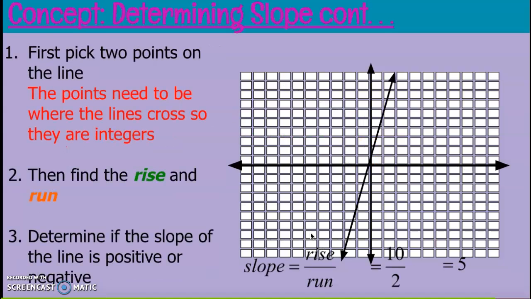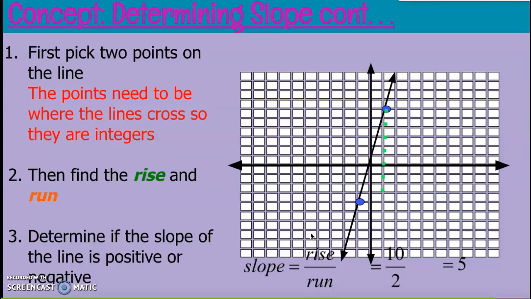Let's look at a different one. Again, we start out by picking 2 points on the line that intersect. I'm going to select that one right there and this one down at the bottom. Now I have to create a right triangle connecting both of them, and I have to measure my rise and run.